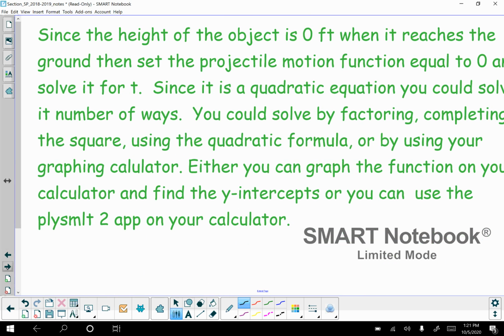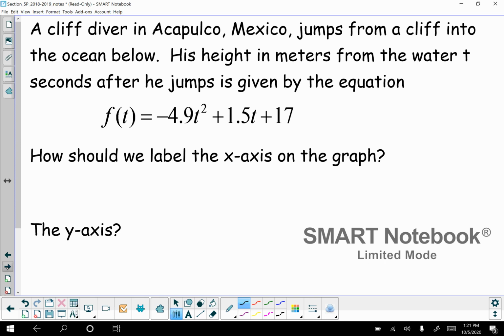I'm just looking for examples to work because, okay, a cliff diver in Acapulco, Mexico jumps off a cliff into the ocean below. His height is in meters from the water, so we're doing it in meters and seconds. How should we label the x-axis on the graph? The x-axis should be time, and then the y-axis should be meters. Since he is jumping off of a cliff, that's the parabola. This side of the parabola we are not going to look at.